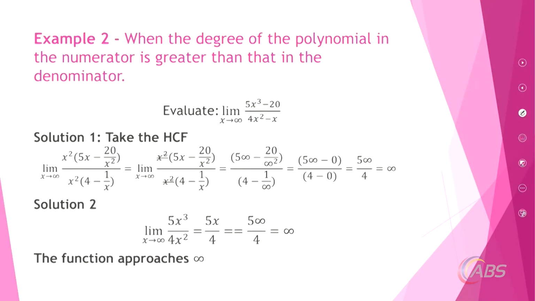The second example is when the degree of the polynomial in the numerator is greater than that in the denominator. So again, we have another question here. It's the limit of 5x cubed minus 20 divided by 4x squared minus x as x tends to infinity. Again, using both methods. For the first method, we take the highest common factor. So we factor x squared from both the numerator and the denominator.